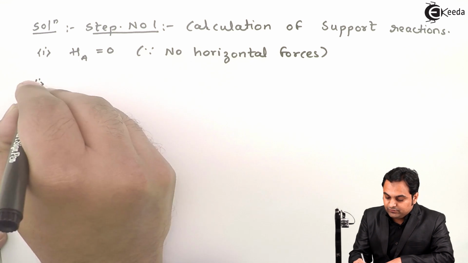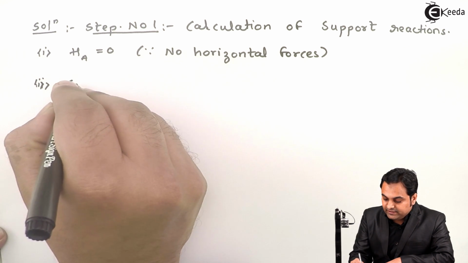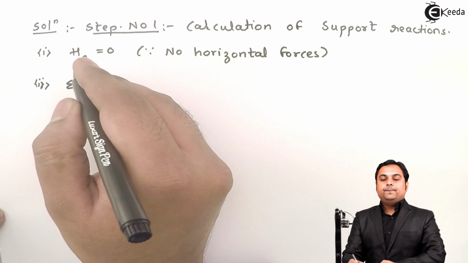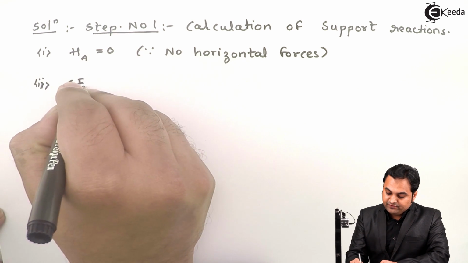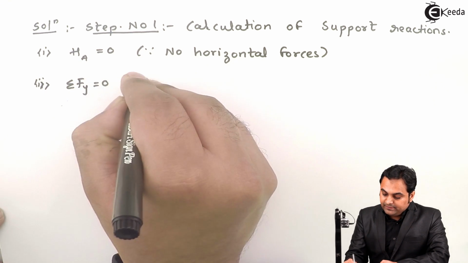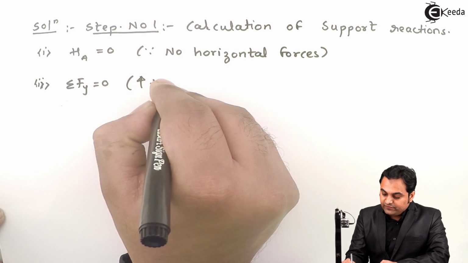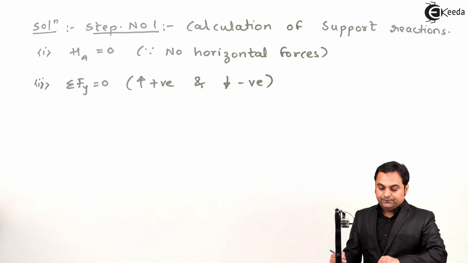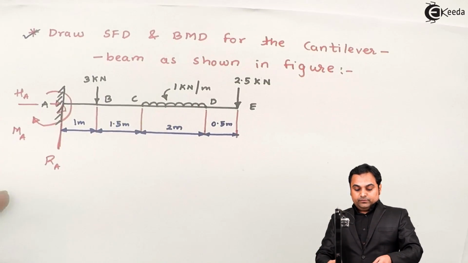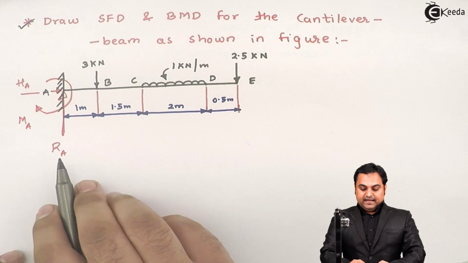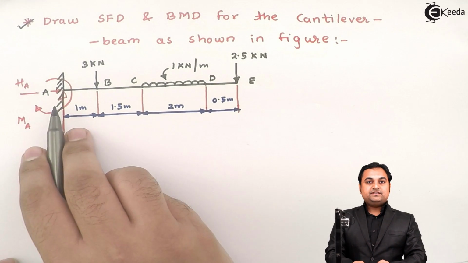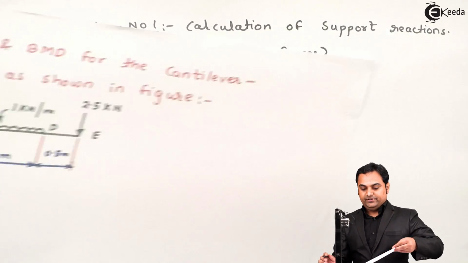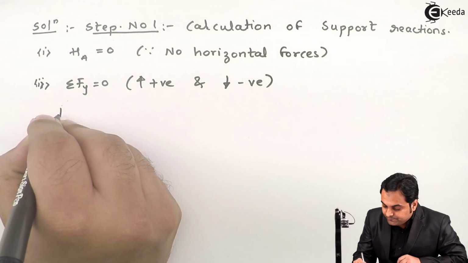Now I'll calculate the vertical reaction. For that I'll use the condition of equilibrium, and that is summation of Fy is equal to 0, where my convention is upward forces are positive and downward forces are negative. Now, by looking into the diagram, I can say that RA is the upward force, reaction is in the upward direction, so this will be positive. So we have RA.